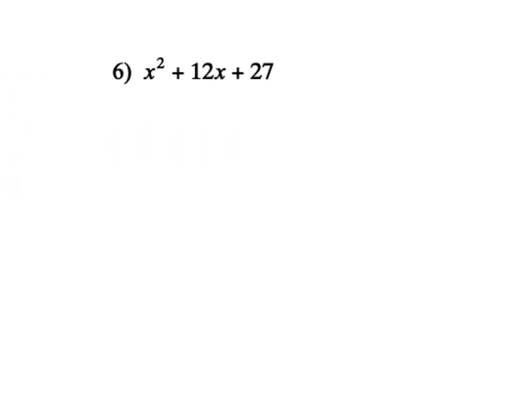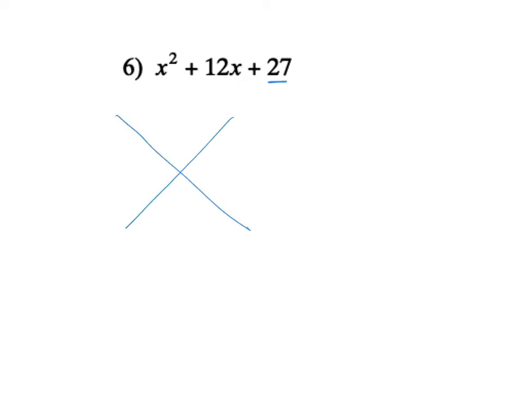All right, number 6, we have x squared plus 12x plus 27. GCF? No. How many terms? 3 terms. Is it a perfect square trinomial? Well, it is not, because 27 is not a perfect square. So it's not a perfect square trinomial. Is it going to be general factoring, or the smiley face, or trial and error method? It's going to be general factoring, which is going to be our diamond factoring.